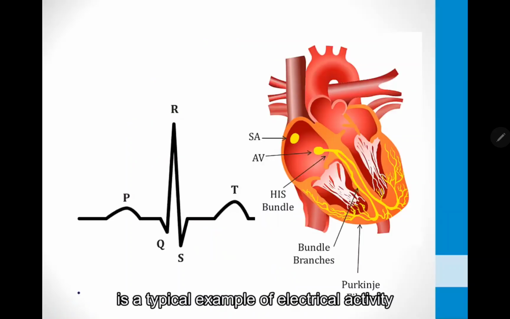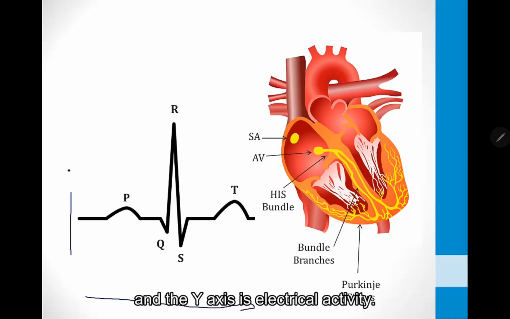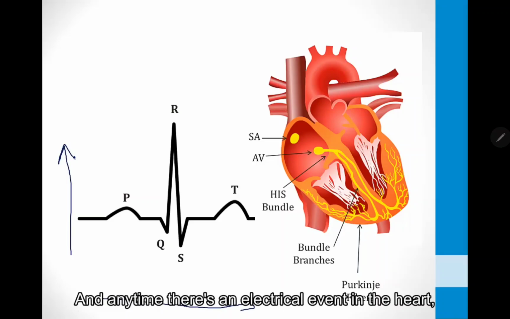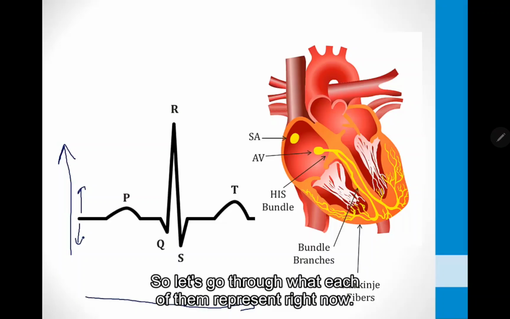Shown on the screen is a typical example of electrical activity as it moves through the heart, as depicted by the EKG. The EKG picks up electrical activity and plots it versus time. So time is always the x-axis and the y-axis is electrical activity. And anytime there's an electrical event in the heart, it can generate either a positive or negative deflection of the EKG. A positive deflection is upward, a negative deflection is downward. So each of the waves represents some electrical event in the heart. So let's go through what each of them represent right now.